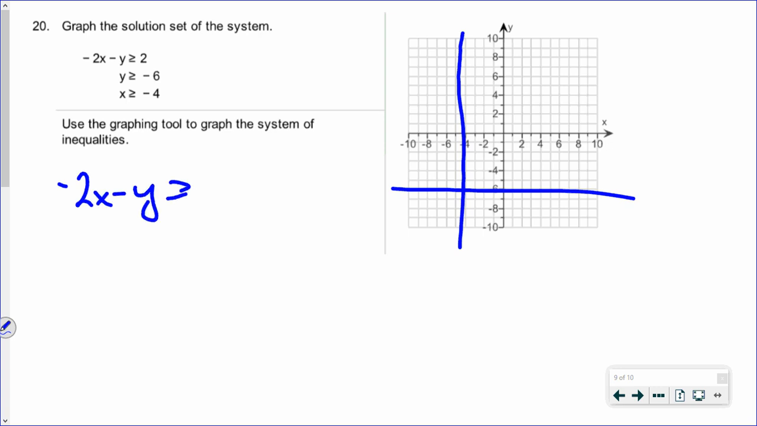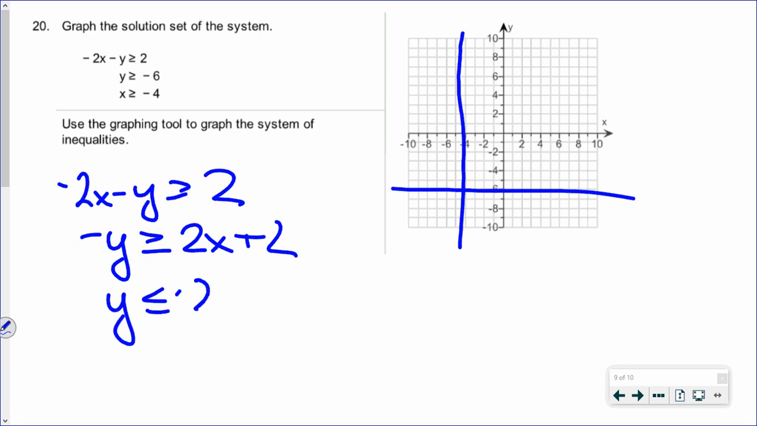-2x minus y is greater than or equal to 2. So y is greater than or equal to 2x plus 2. Y is less than or equal to -2x minus 2. So that puts me here. Go up to the left, up to the left. It's a solid line, and there's that. And that is going to be shading down. So you are going to shade right in through here. That is EOC 1.